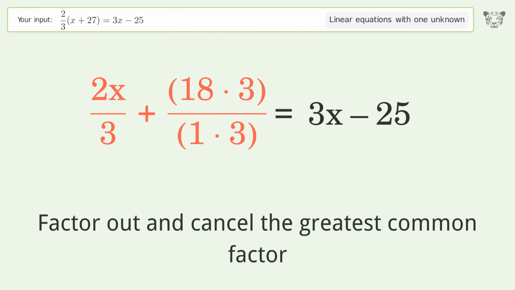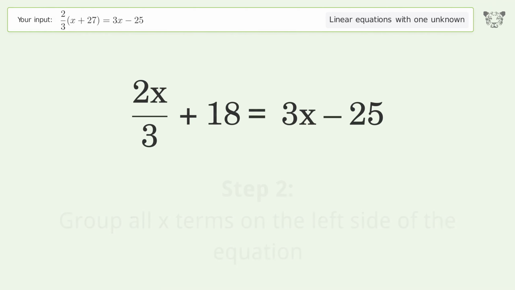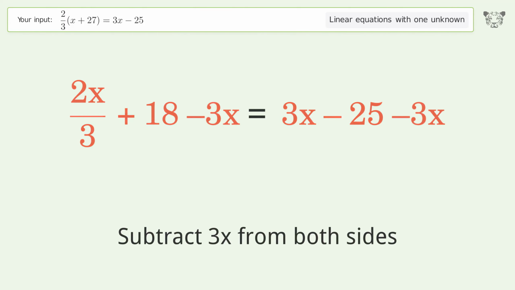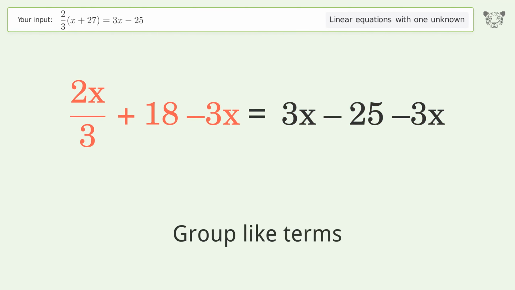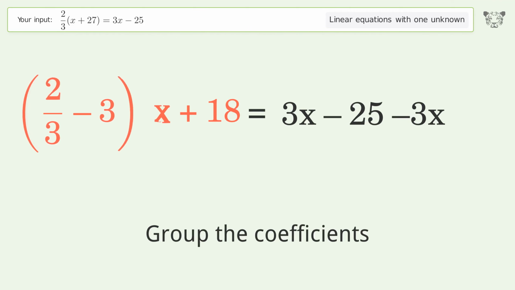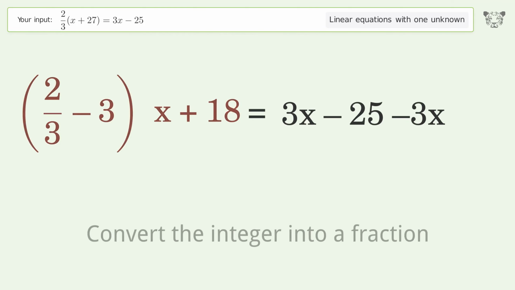Group all x terms on the left side of the equation. Subtract 3x from both sides. Group like terms. Group the coefficients. Convert the integer into a fraction.